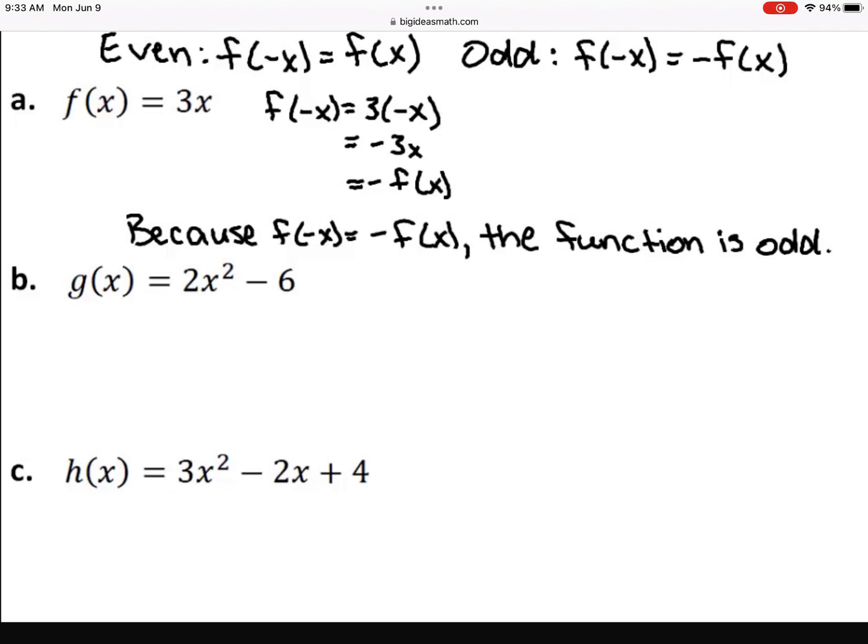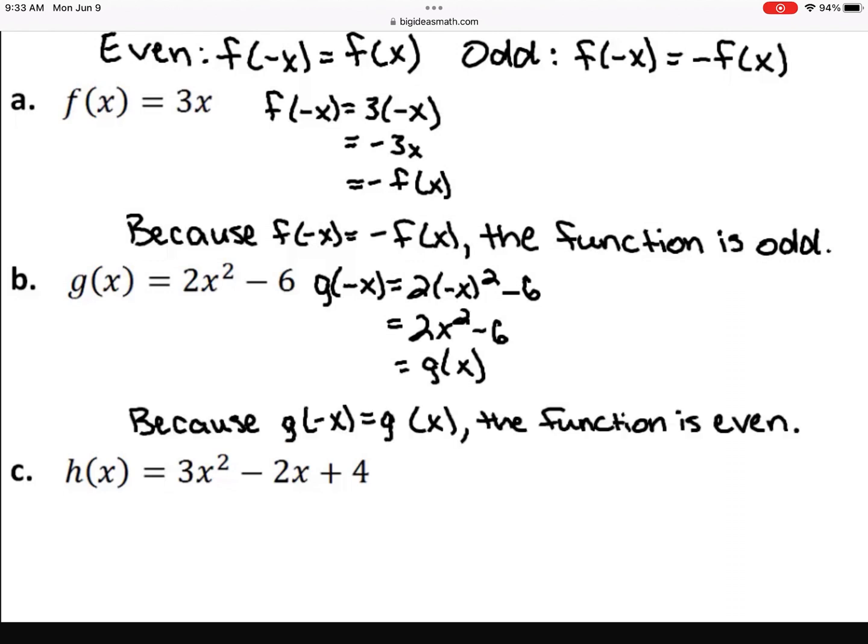Part B. G of x equals 2x squared minus 6. Again, substitute negative x for x. The quantity negative x squared simplifies to x squared. Substituting g of x for 2x squared minus 6, you find that g of negative x equals g of x. Because g of negative x equals g of x, the function is even.